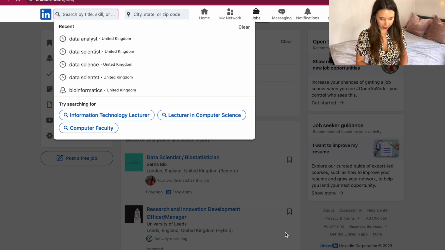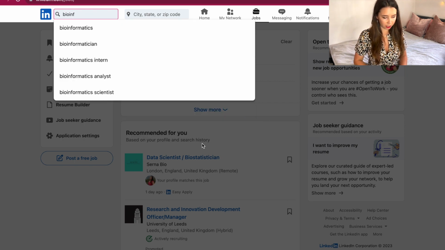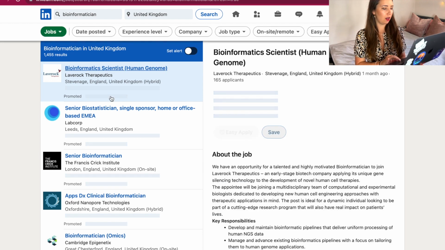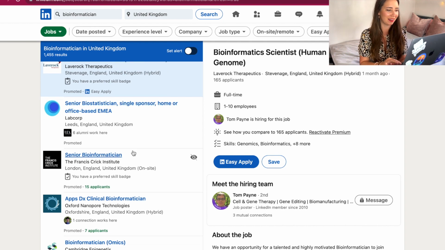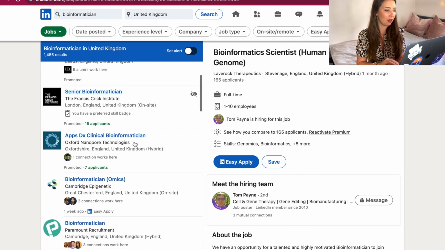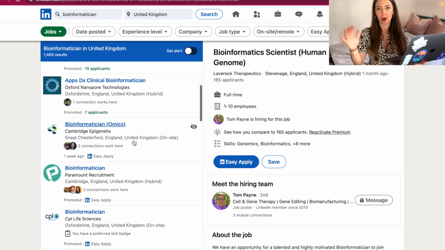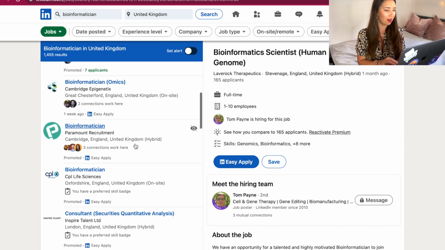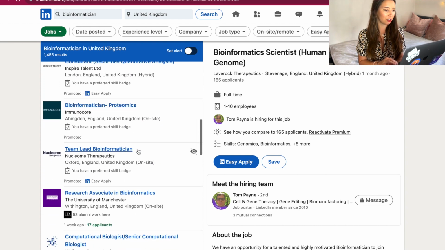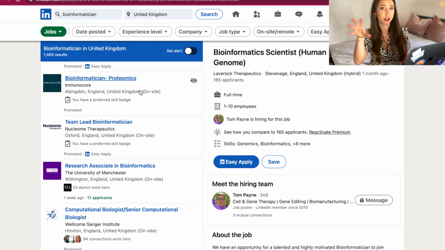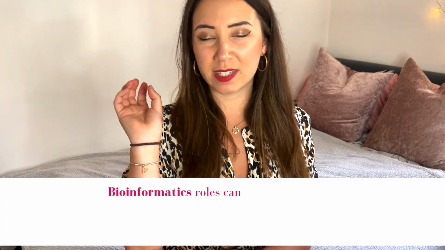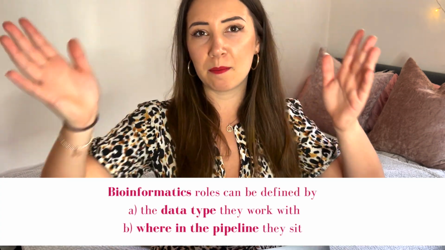So if we take a look at my LinkedIn and I search for bioinformatician, let's see what comes up here. So loads and loads of jobs, all in private and academic places. So we've got bioinformatics scientist, you can append that on the end, senior bioinformatician, clinical bioinformatician, bioinformatician brackets omics, we know what we mean by omics, bioinformatician consultant, bioinformatician dash proteomics, so that one would be working with the proteomic data. Bioinformaticians can come under lots of umbrella terms, whether they define what data type they're working with, or where in that pipeline they sit.